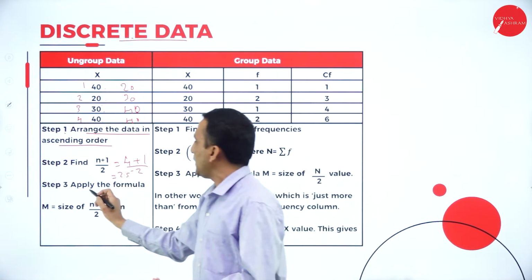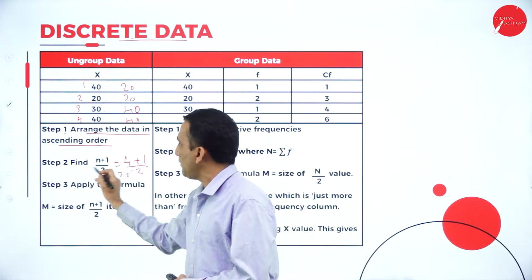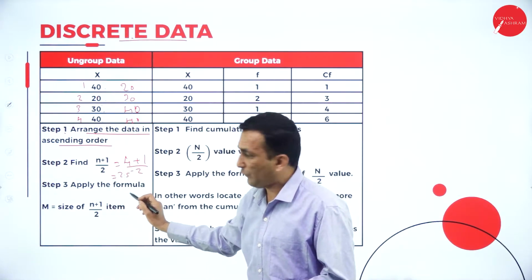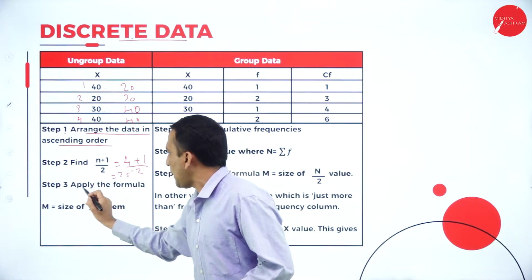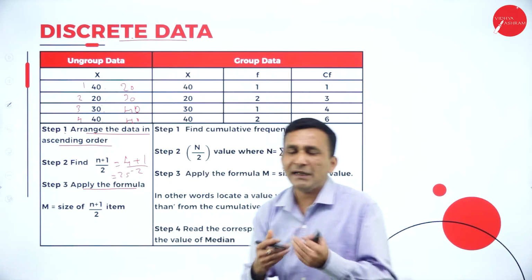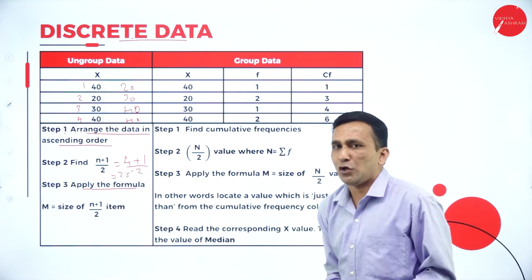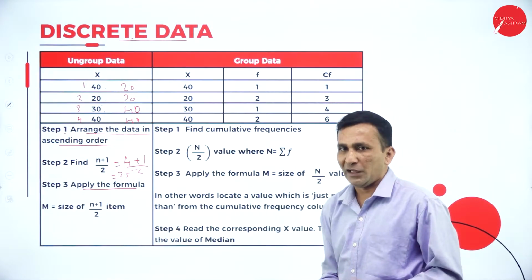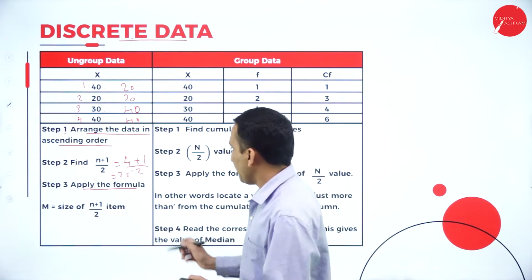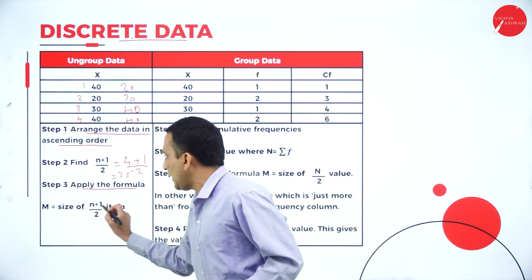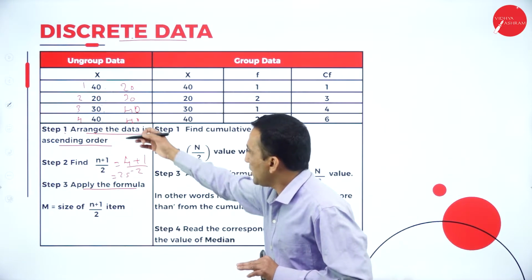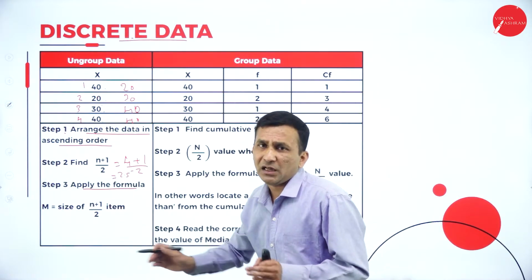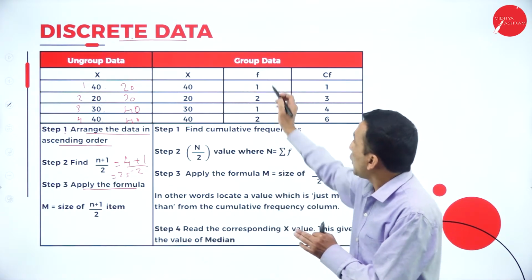Now we will apply the formula (n+1)/2, the same way we locate the value for the median. The last step is to apply the formula. If I solve the problem, you will get much more clarity about how we do the ungrouped data discrete method. Once you are familiar with ungrouped data, we will go on to the discrete method for grouped data.